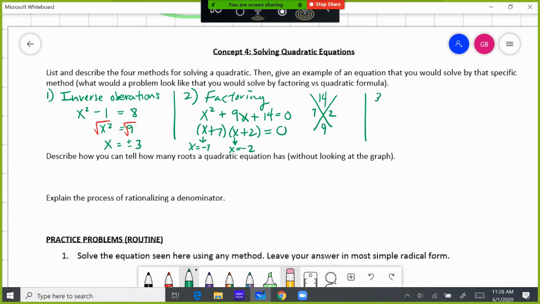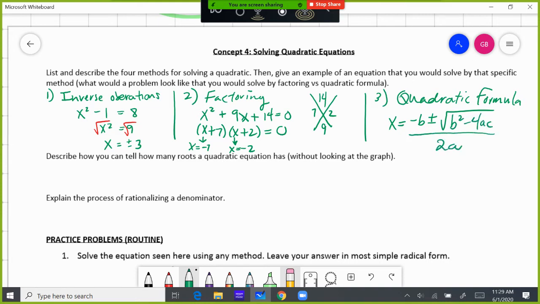And then the last method is going to be by quadratic formula. I'm just going to write the formula here, and we'll do an example below. So x equals negative b plus or minus the square root of b squared minus 4ac, all over 2a.